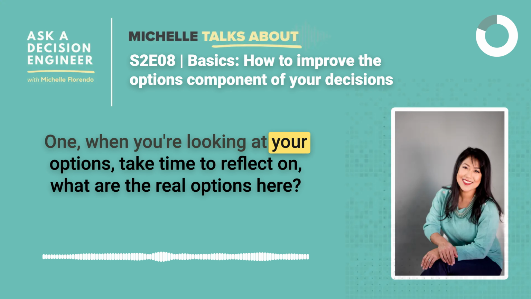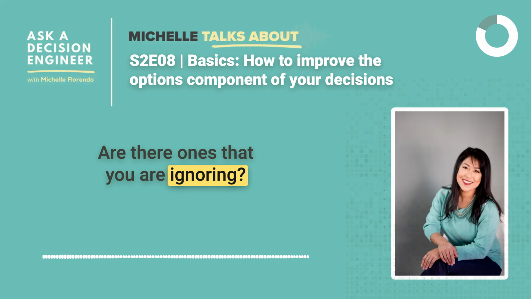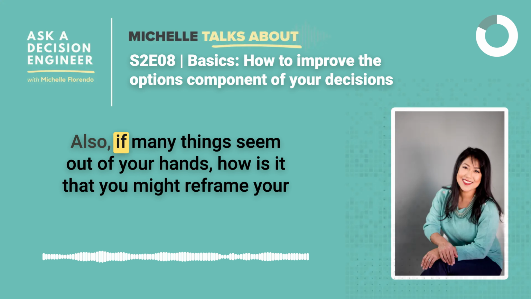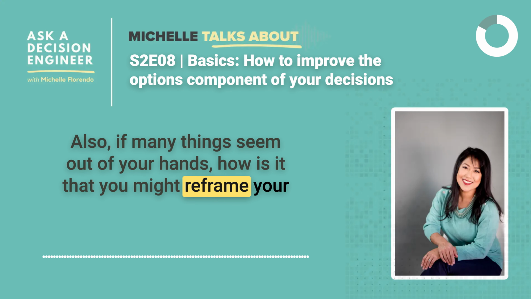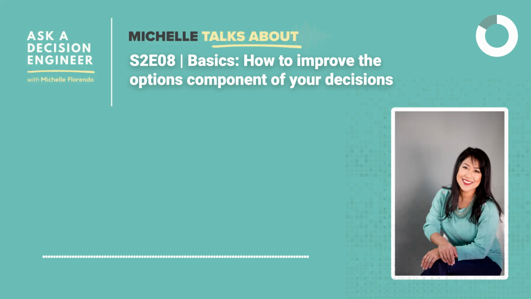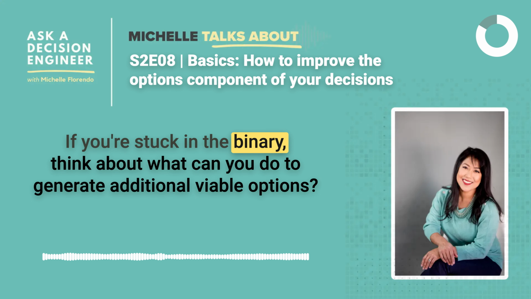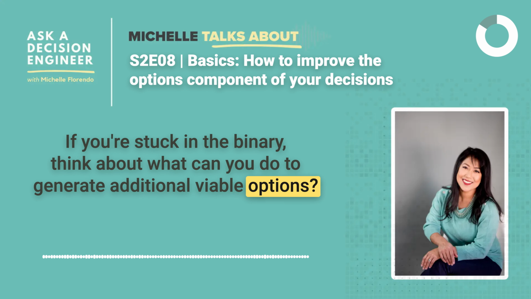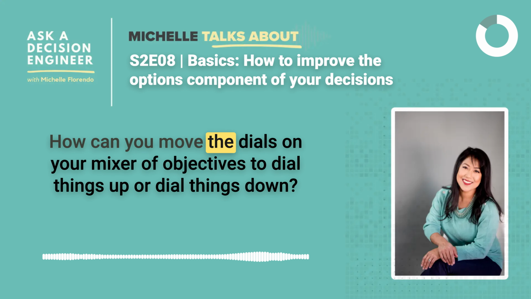1, when you're looking at your options, take time to reflect on what are the real options here. Are there ones that you are ignoring? Also, if many things seem out of your hands, how is it that you might reframe your decision to really identify where you do have options? If you're stuck in the binary, think about what can you do to generate additional viable options. How can you move the dials on your mixer of objectives to dial things up or dial things down?